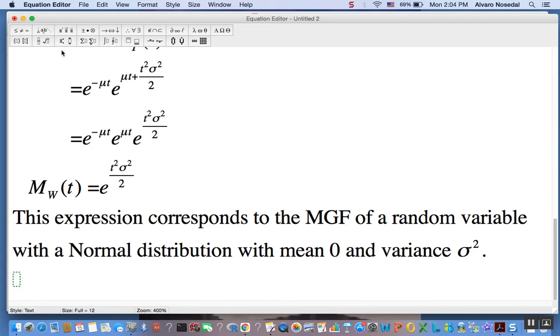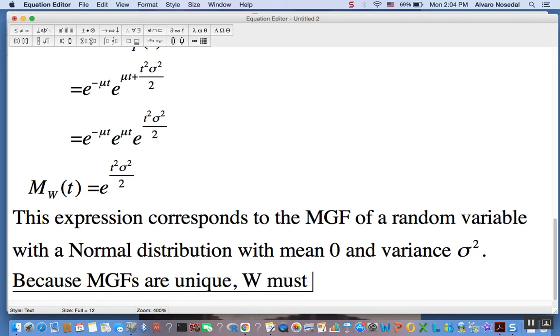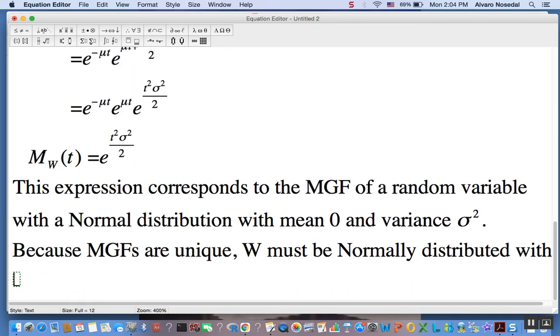Because MGFs are unique, W must be normally distributed with mean 0 and variance sigma squared.